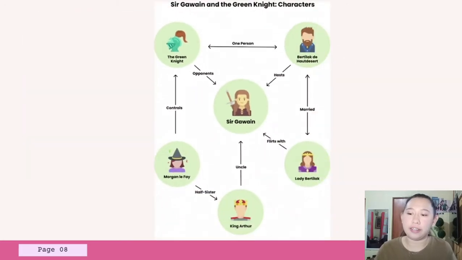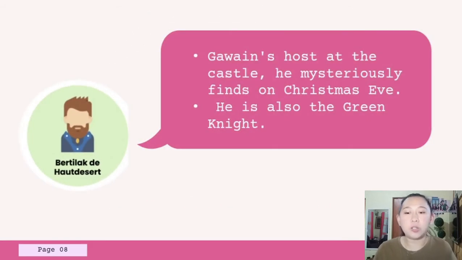Our third character is Bertilac, the Lord of Hautdesert. He is Gawain's host at the castle, whom he mysteriously finds on Christmas Eve. He is also the Green Knight. We only learn Bertilac's name at the end of Sir Gawain and the Green Knight. The poem associates Bertilac with the natural world. His beard resembles a beaver's, his face a fire, but he also shows the courtly behavior of an aristocratic host. He is boisterous, powerful, brave, and generous. Lord Bertilac provides an interesting foil to King Arthur.